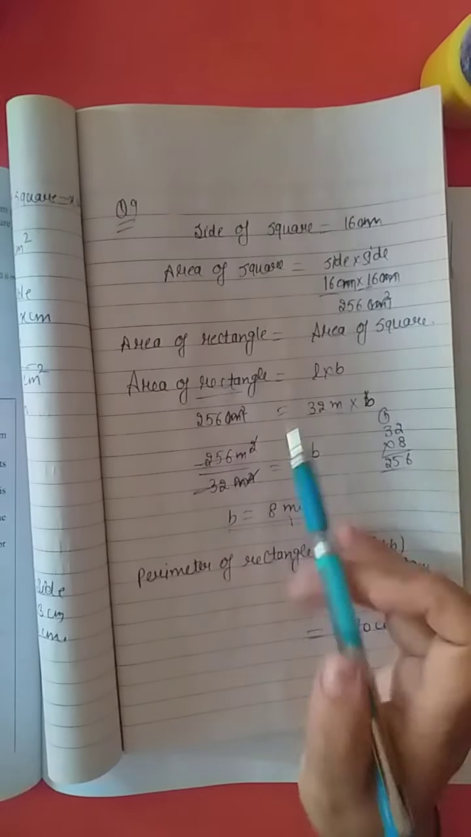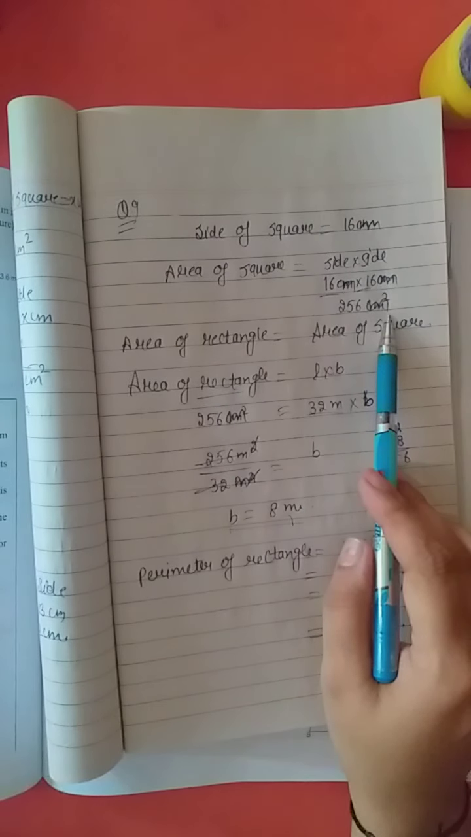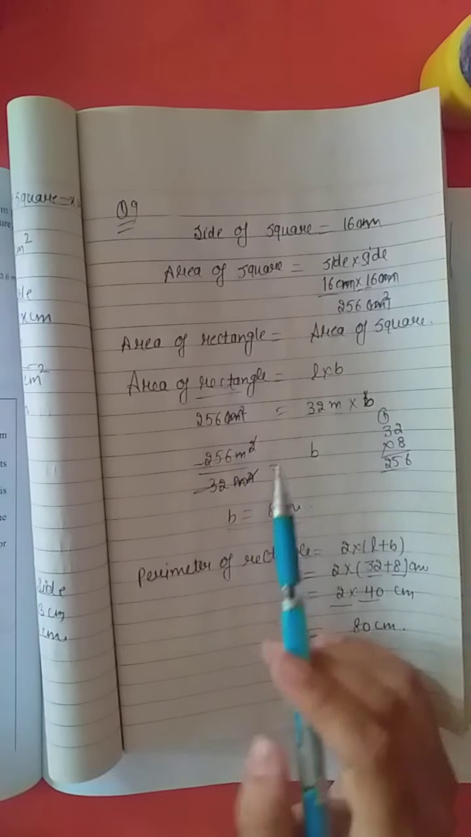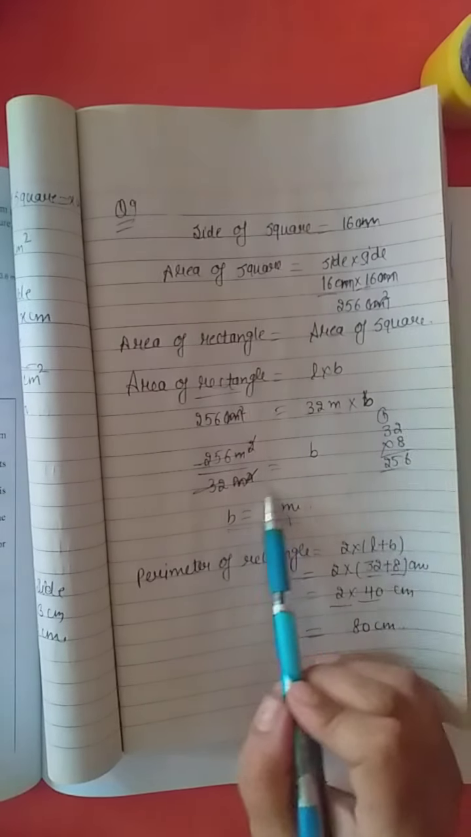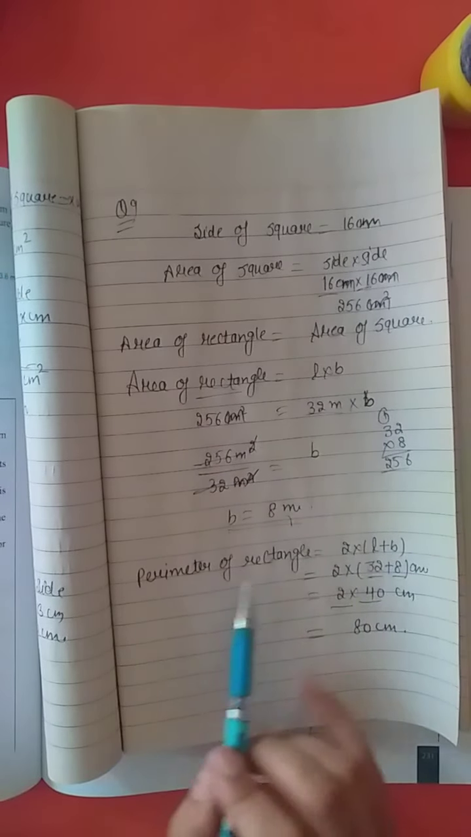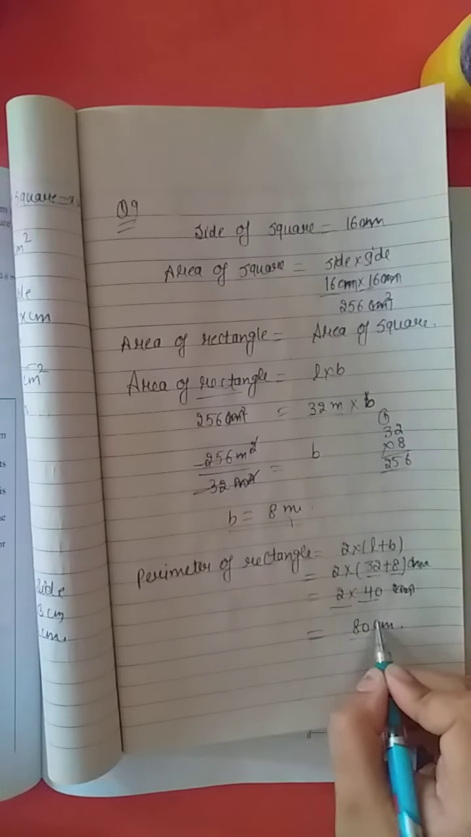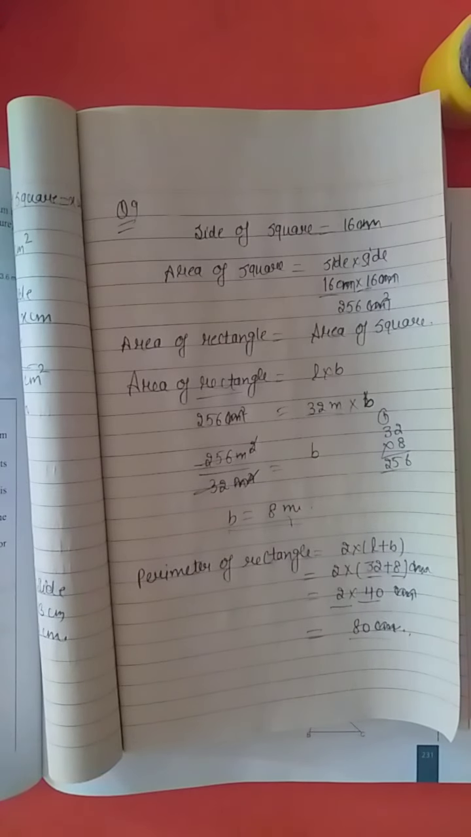So we find the area of square 256 meter square. Area of rectangle is also 256 meter square, and breadth of rectangle is 8 meter, and perimeter of rectangle is 80 meter. So in this way we can find the area, perimeter of square and rectangle.